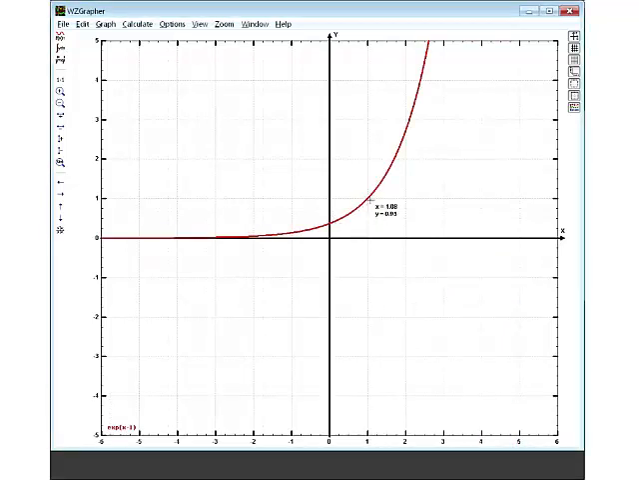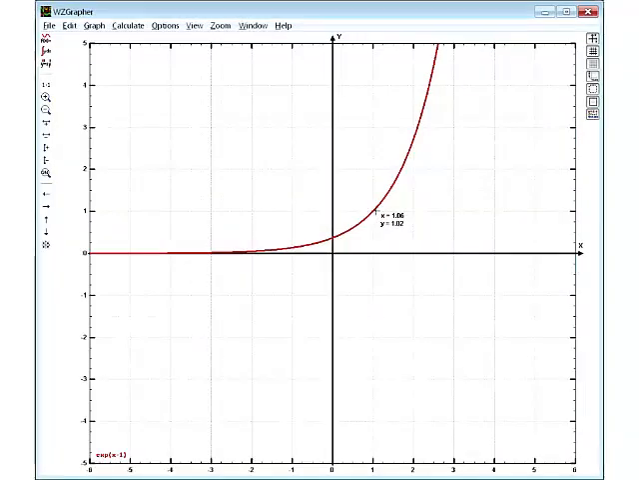So e to the x usually goes through x equals 0, y equals 1. So now it's going through it at x equals 1. So that is the curve.